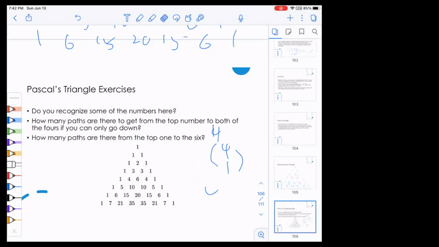So how many paths are there from the top 1 to the 6? We have 4 steps to get to the 6, and there's 2 rights and 2 lefts. So we're doing 4 choose 2, which is 4 factorial over 2 factorial times 2 factorial, and that would be 6. So then there's 6 ways to get from the 1 to the 6. Oh yeah, I didn't elaborate there, but these aren't the ones we're looking for. So yeah, it would actually be 6 too.